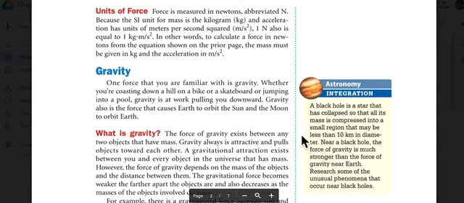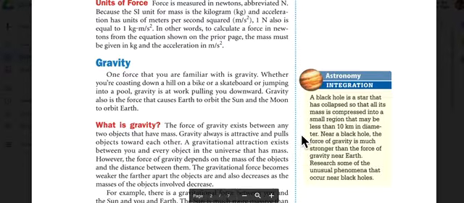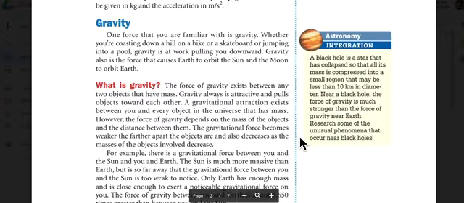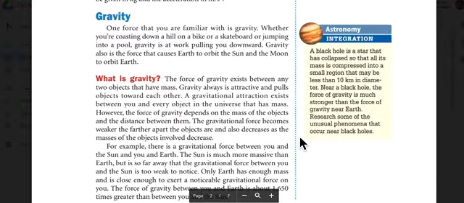Let's talk about gravity. One force that you're familiar with is gravity. Whether you're coasting down a hill on a bike or a skateboard or jumping into a pool, gravity is at work pulling you downward. Gravity is also the force that causes Earth to orbit the Sun and the Moon to orbit the Earth. But what is gravity? The force of gravity exists between any two objects that have mass. Gravity always is attractive and pulls the objects towards each other. A gravitational attraction exists between you and every object in the universe that has mass.